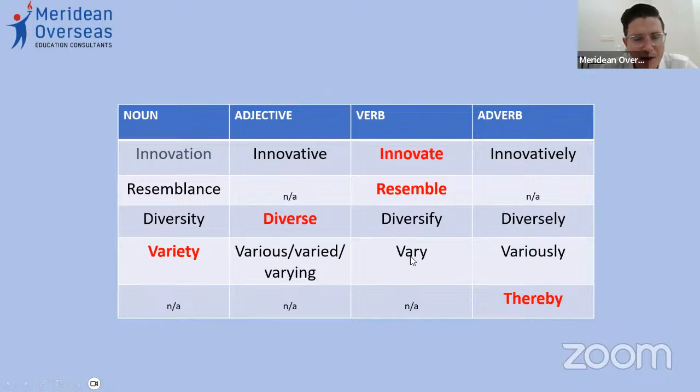And when things have variety, they tend to vary each other. And you can have different adjectives: various, varied, and varying all have various meanings, but they're all very similar to each other. But you do use them in slightly different contexts.